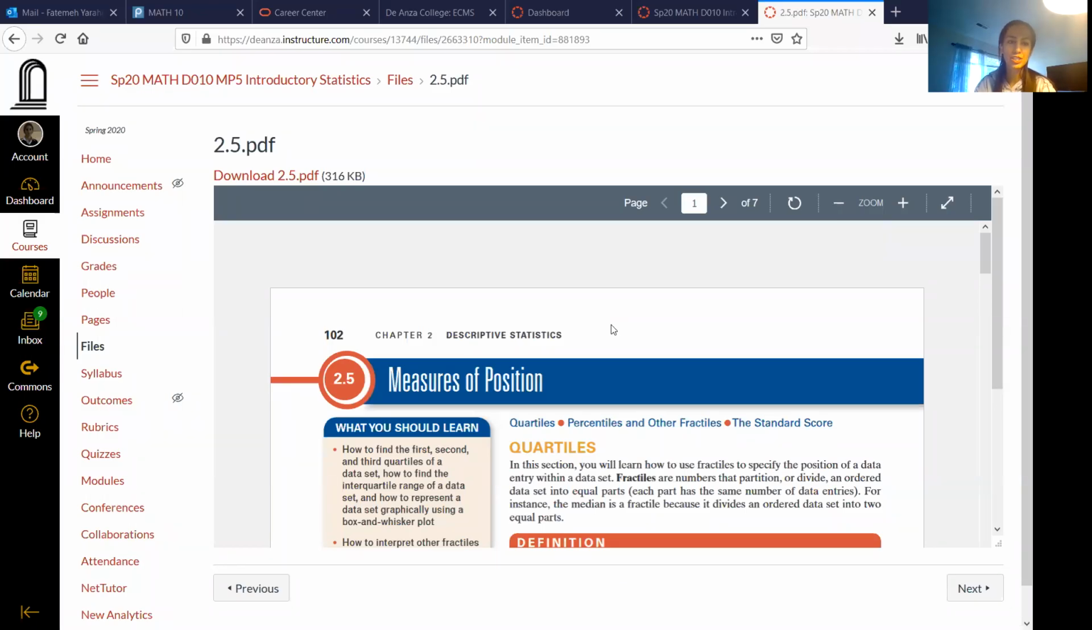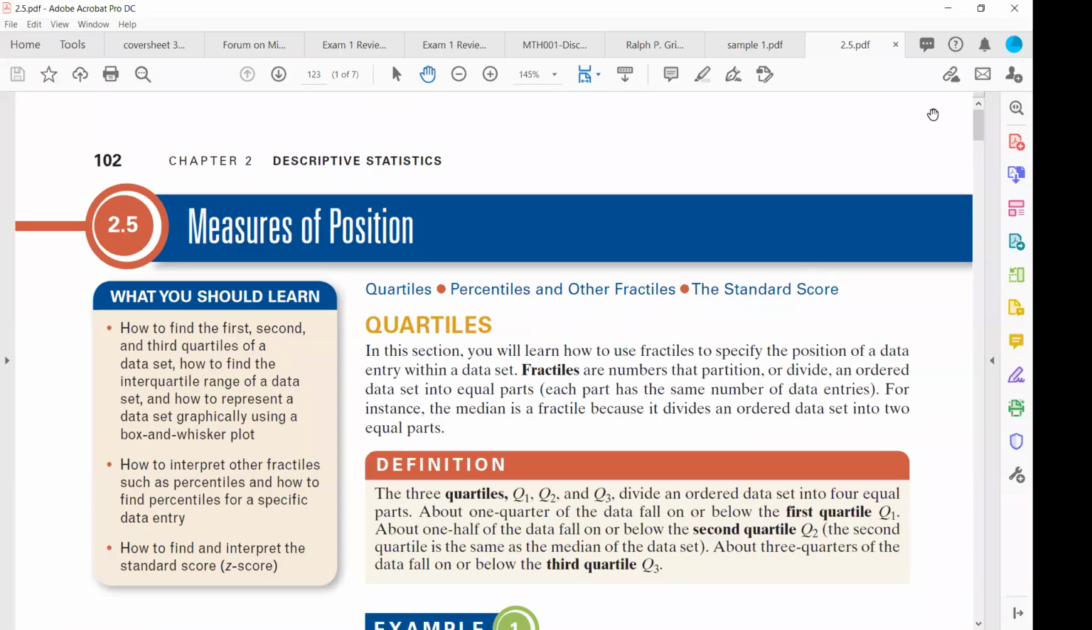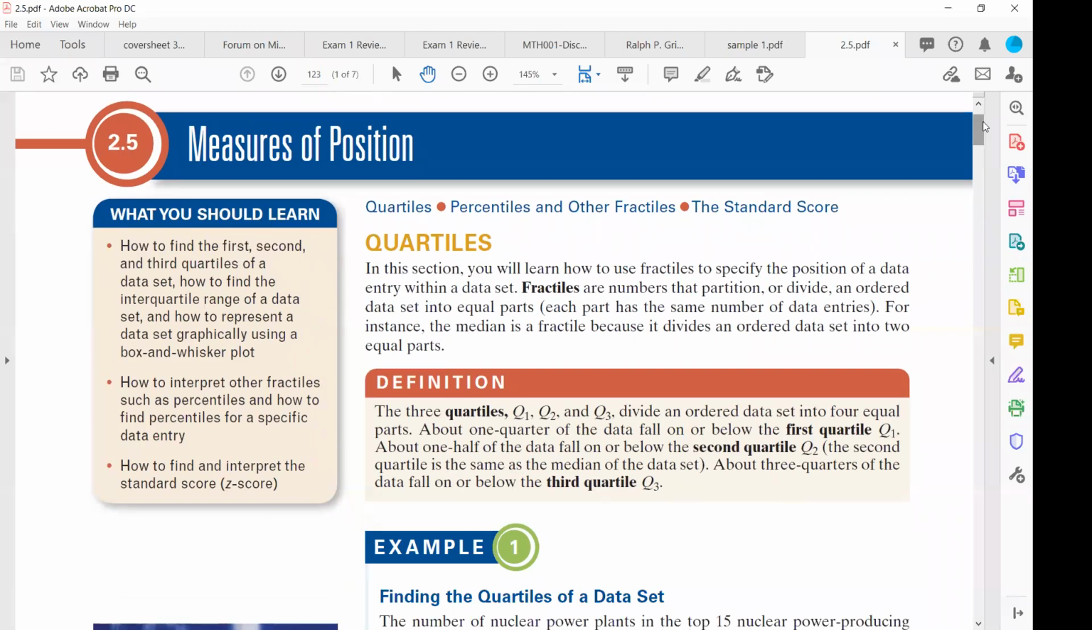2.5 Measures of position. So how can we understand the position of our data in the collection? Perfect. The first thing that you can work with is quartiles. Quartiles, denoted by Q, we usually have 3 quartiles to work with: first quartile, second quartile, and third quartile. They divide an ordered data. So first you have to put the data in order.